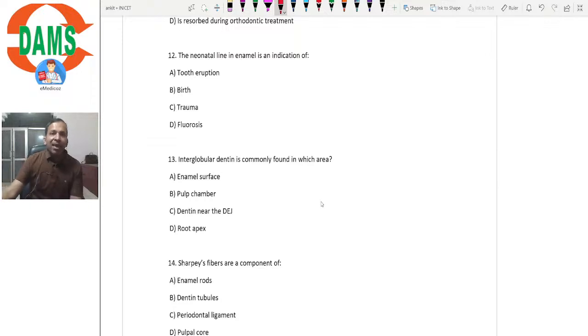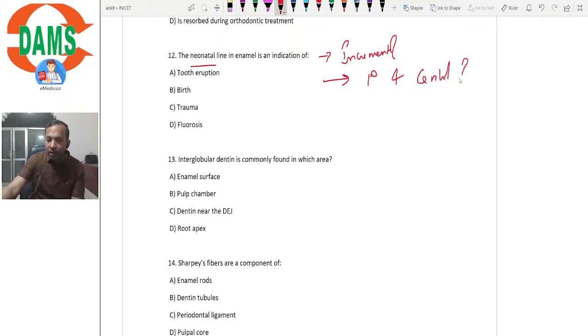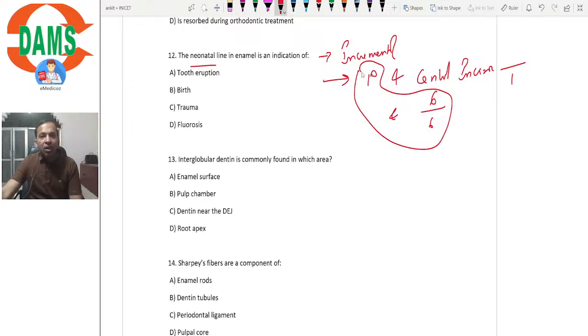The neonatal line in enamel is an indication of. So neonatal line is another incremental line, and neonatal line is seen only in primaries and central incisor. Which central incisor? Mandibular or maxillary? Then you would say mandibular central incisor, right? So all the primaries, mandibular central incisor and maxillary and mandibular first molars. So it would be commonly seen in primaries along with the permanent first molars. Sometimes it will be seen in mandibular central incisor, right?